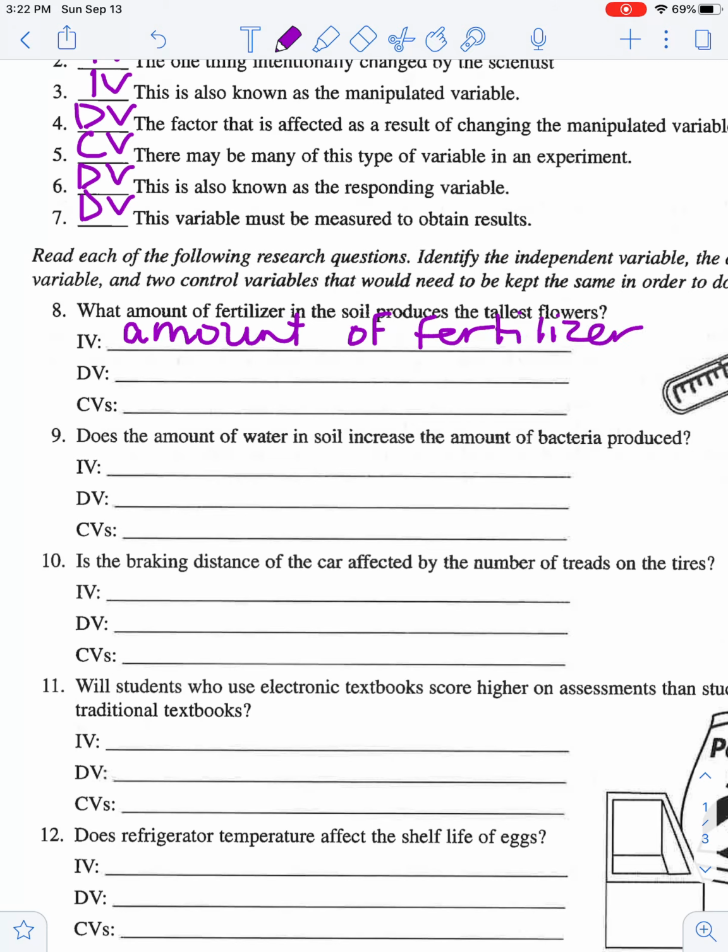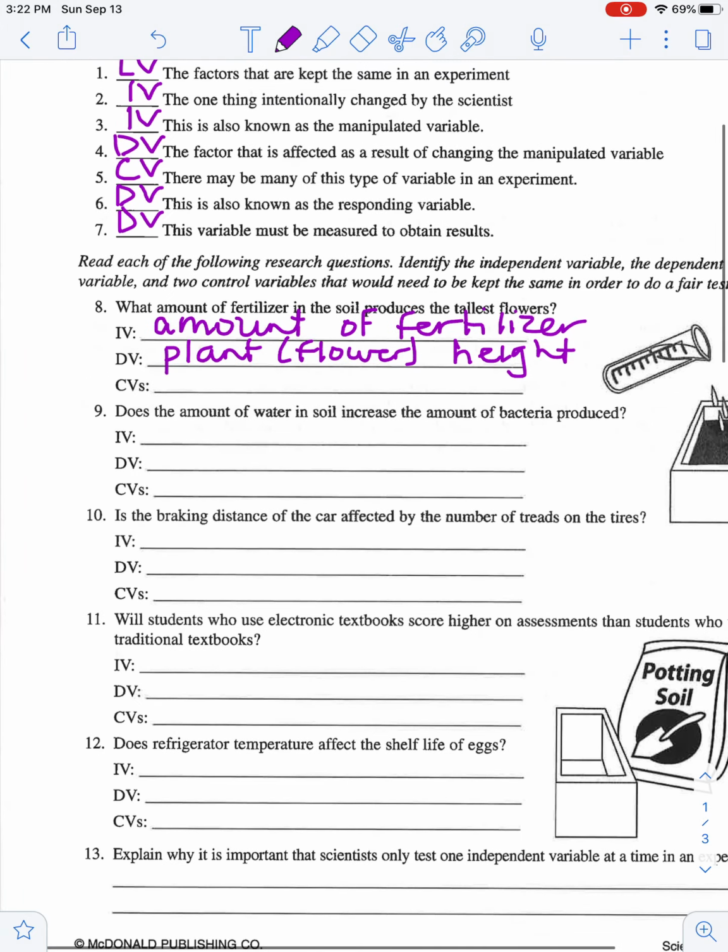Then what are we measuring? We're measuring plant height. Really, that's a flower, right? So I should have said flower height. Okay, so it's fertilizer that we're going to be purposely changing. Okay, so what do we have to keep the same? So we have to have the same soil and the same sunlight.